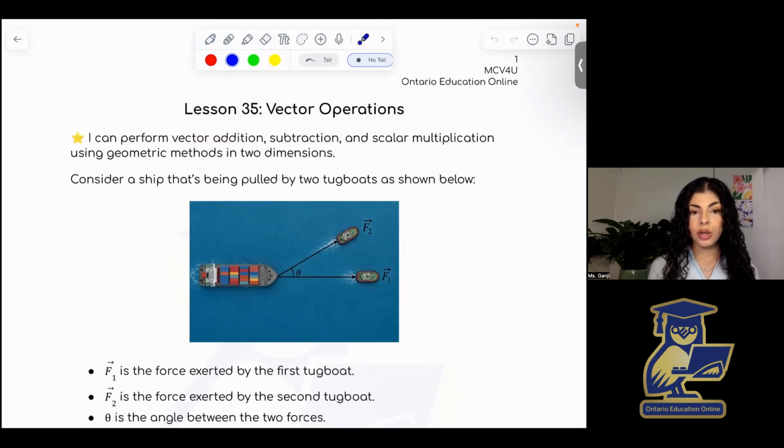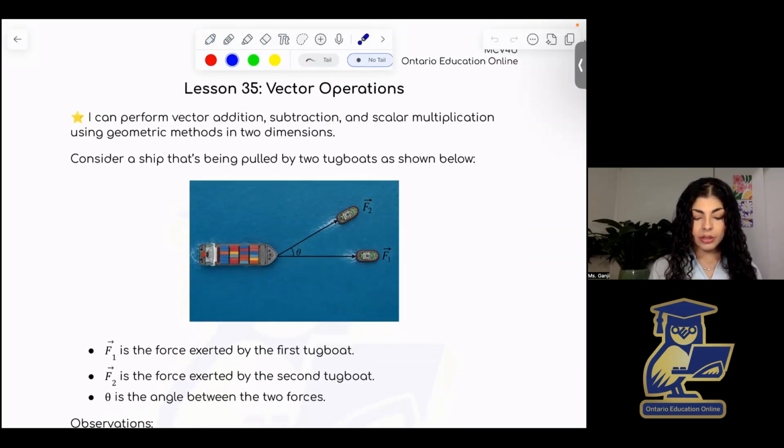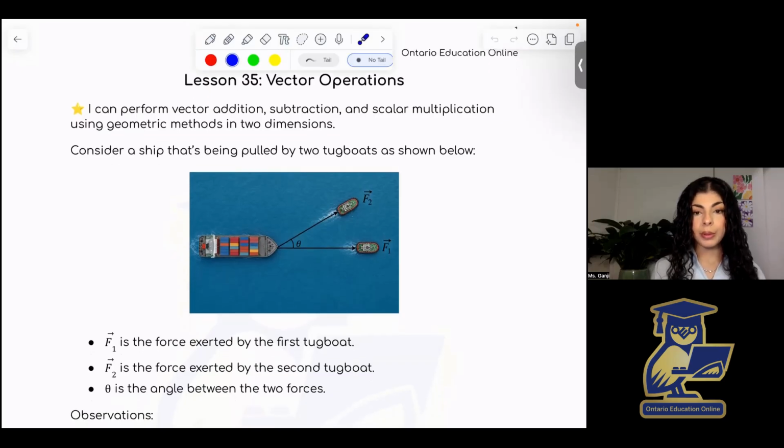Just to start off with an application-based question, we see where vectors can be used. Consider a ship that's being pulled by two tugboats as shown below. Here we have our ship and two tugboats that are moving this ship. Often when ships are docking, the tugboats guide them to where they're supposed to go.